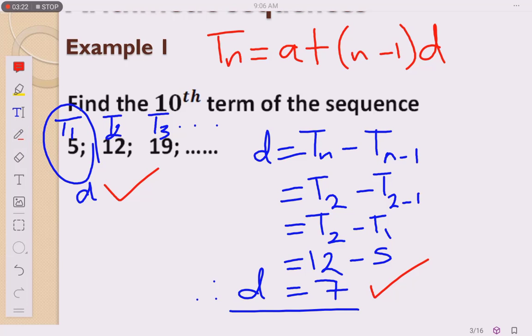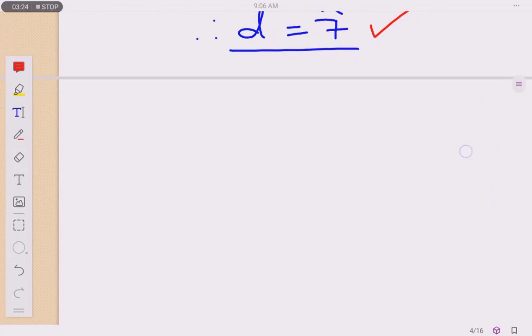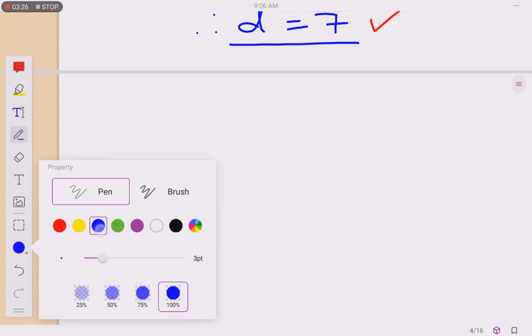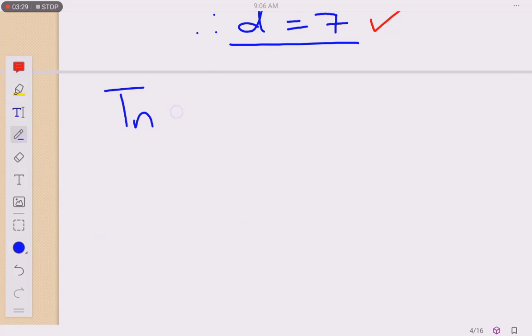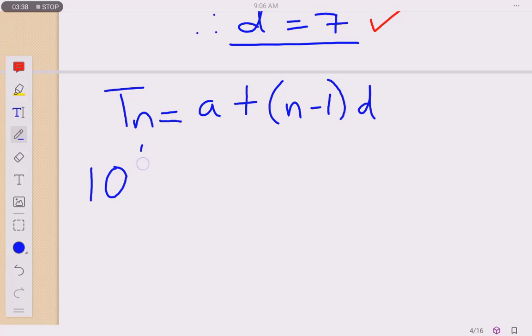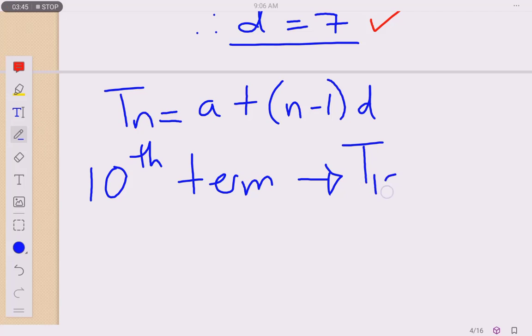Okay, so let's use that formula. I'll write again, the formula is Tn is equal to A plus n minus 1 times D. Remember, our question is asking us to find the 10th term. So if we want to find the 10th term, it means we want to find T10. And our n in this case is now 10. So for every n, we are going to substitute with a 10.